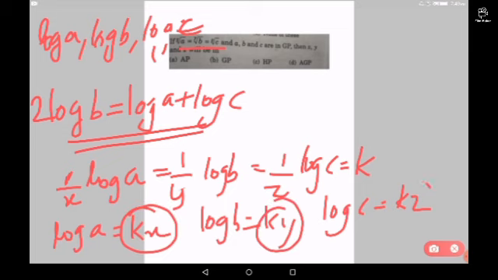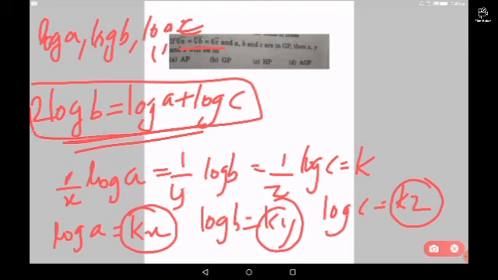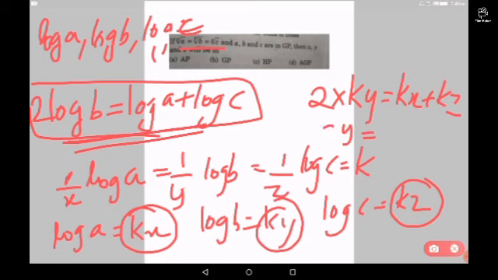Substituting kx, ky and kz in this equation, we will get 2 into ky is equal to kx plus kz, or we will reach to a conclusion 2y is equal to x plus z, and this proves that x, y, z are in AP. So option A will be the correct answer.